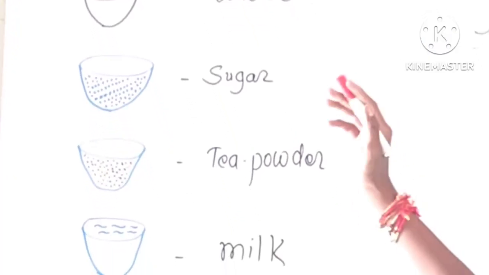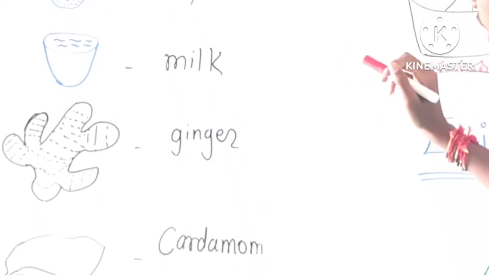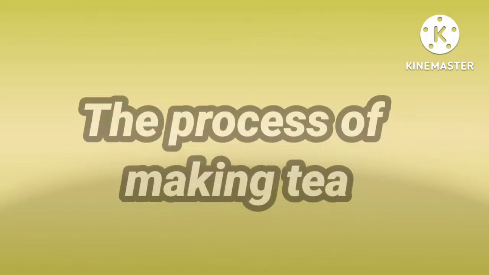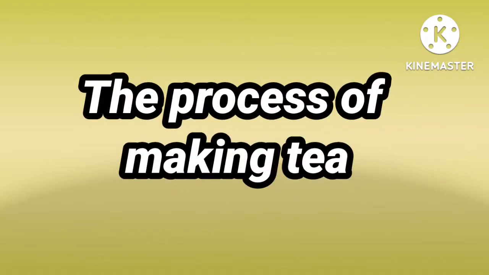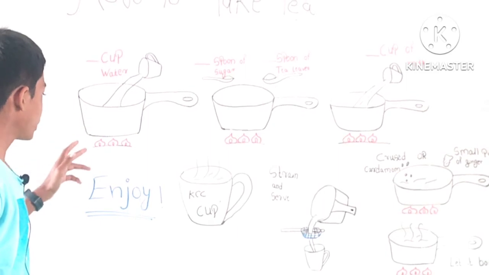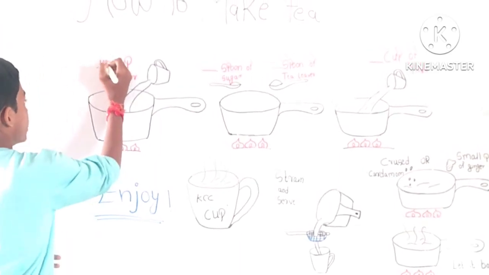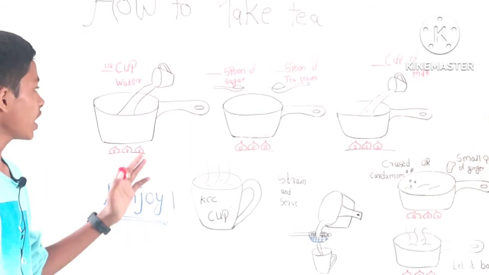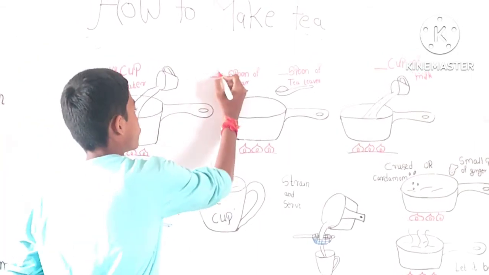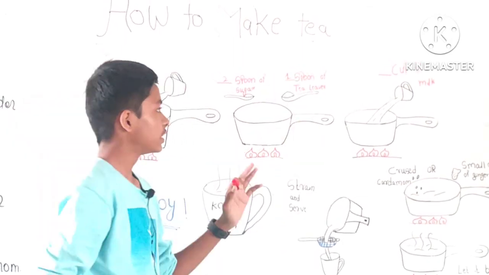First we need these ingredients: water, sugar, tea powder, milk, ginger and cardamom. So first we have to take a teapot and put it on the gas. Then we have to add half a cup of water in it. After adding water, we have to add 2 spoons of sugar and 1 spoon of tea leaves.